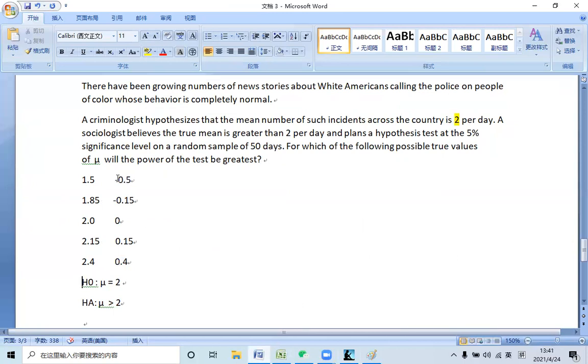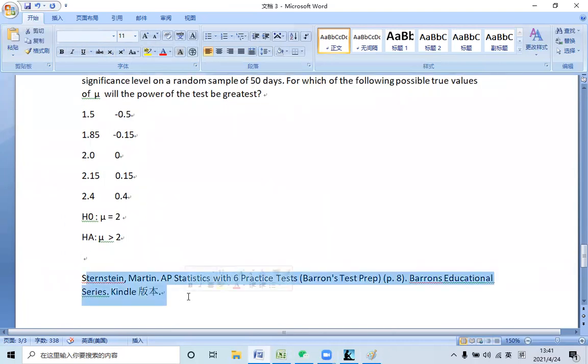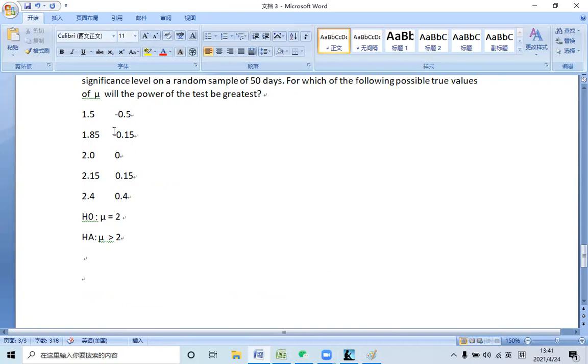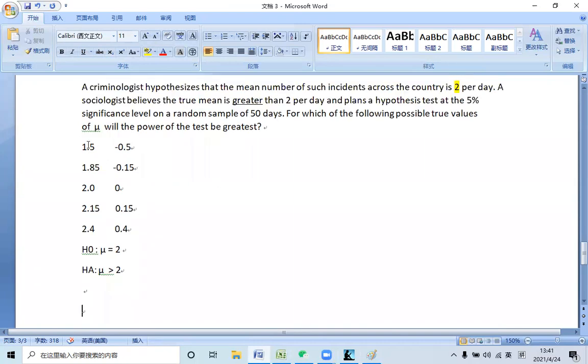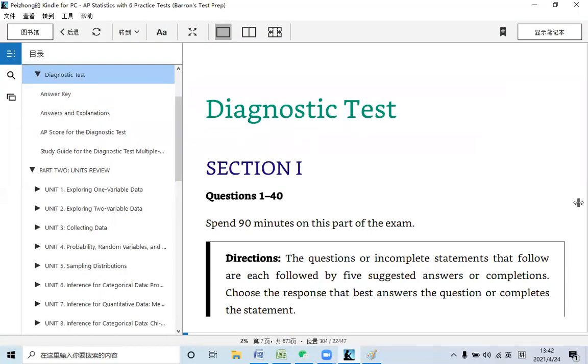Although the tricky part, you see, negative 0.5 is further away from the observation, right? But the problem is the prediction. You are predicting that it's greater than 2. So don't care about the other side. You don't care when the true value is lower. Actually, 1.5 is lower than the prediction. Number 4 is good.